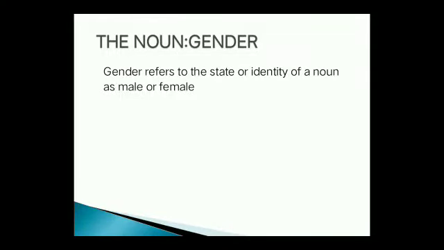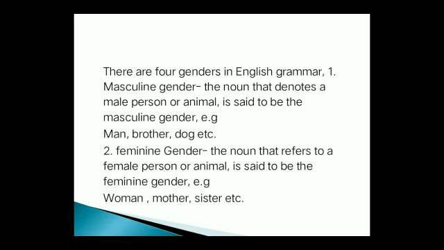Good morning, students. Today we are going to see gender in noun. So, first of all, what is gender? What do you mean by gender? So, gender refers to the state or identity of a noun as male or female or common or both or none. Okay, let's see. We have four types of genders in English grammar.